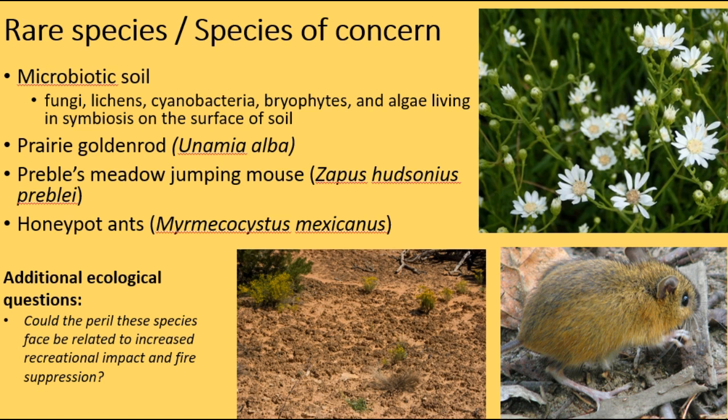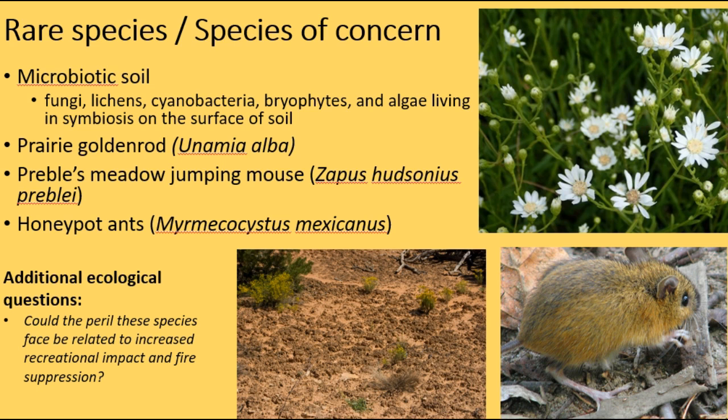So there are some species that are rare and they are species of concern, and it might be related to this change in the landscape because of fire suppression. The rarity of these species and their imperilment could also be related to our recreational impact. So we're going to go on a little journey here and follow one of these species and just think about how landscape changes really influence the ecology, the interconnectedness between the living and the non-living components of the landscape.